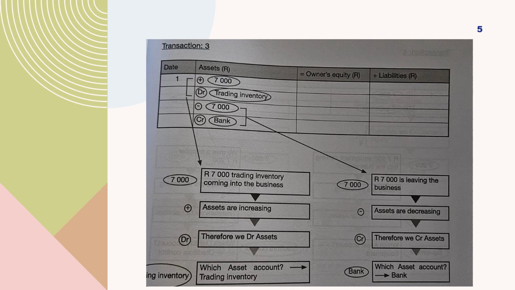So your bank is decreasing. Bank is an asset, remember, AED, assets increase on the debit side. So here we want to decrease bank, so we're going to credit bank. We want to increase our trading inventory, which is also an asset, so we would debit trading inventory. So we're debiting trading inventory and we are crediting bank with 7,000 Rand. So plus and minus in the assets.